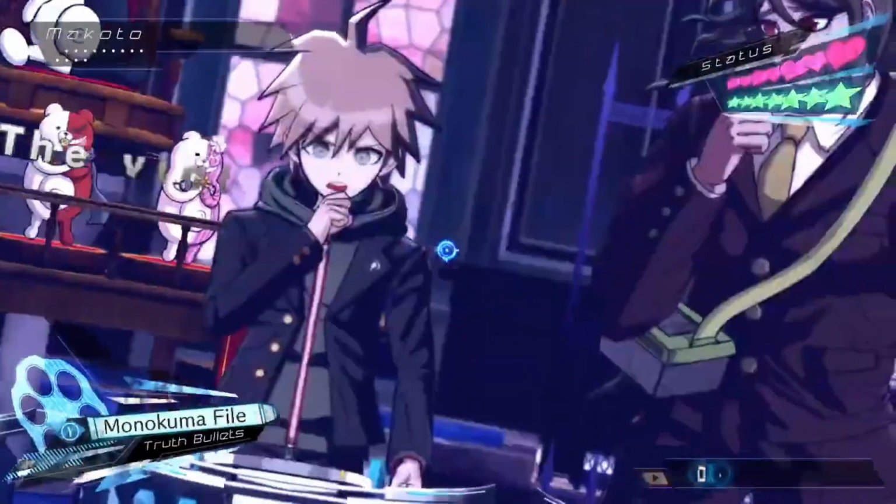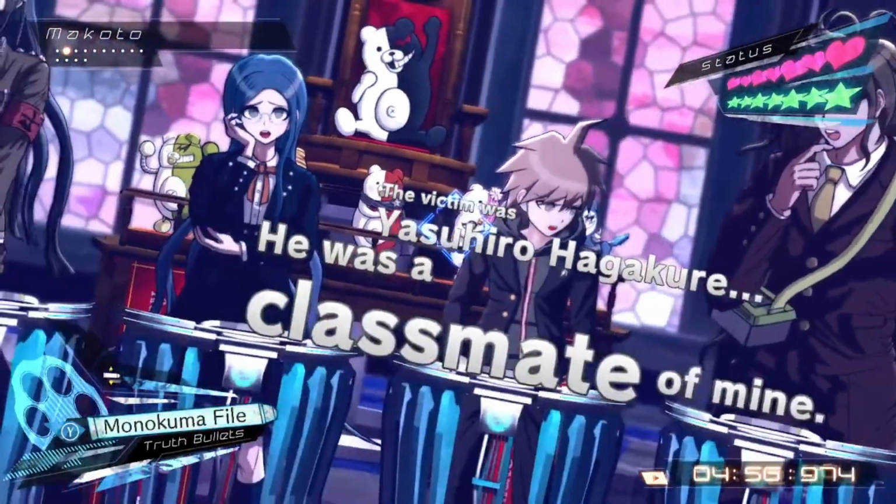Monokuma file, evidence of a struggle. The victim was Yasuhiro Hagakure. He was a classmate of mine.